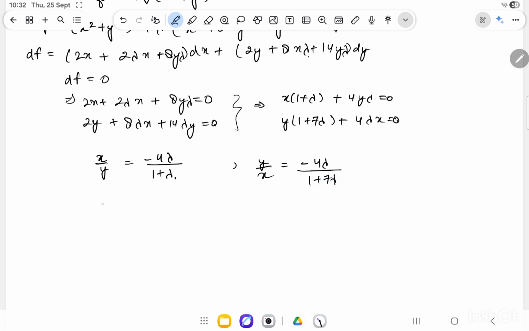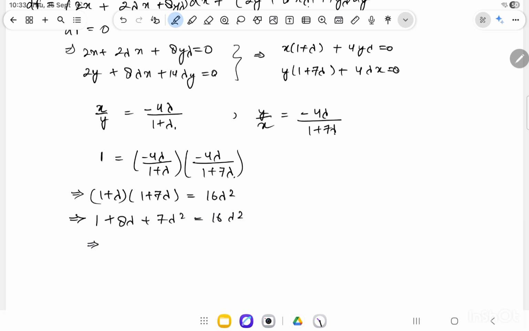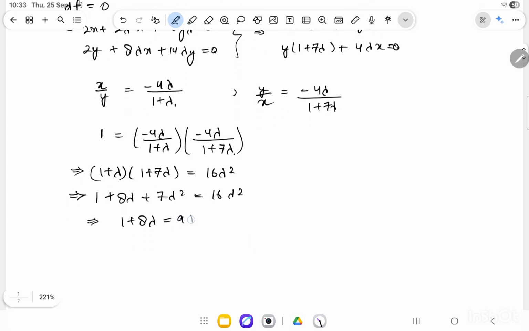Now you can just multiply these two equations, that will give you 1 equals minus 4 lambda by (1 plus lambda) into minus 4 lambda by (1 plus 7 lambda). Now you can solve it for lambda: (1 plus lambda) into (1 plus 7 lambda) equals 16 lambda square, and on the left hand side you will be left with 1 plus 8 lambda plus 7 lambda square equals 16 lambda square. So that basically gives you 1 plus 8 lambda equals 9 lambda square. So from here it will be 9 lambda square minus 8 lambda minus 1 equals 0.